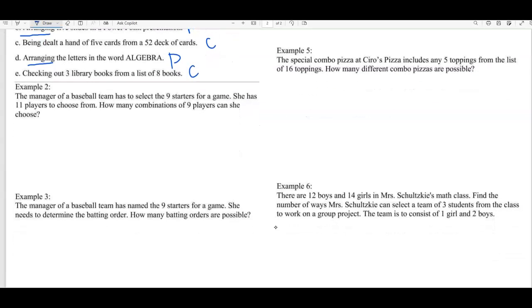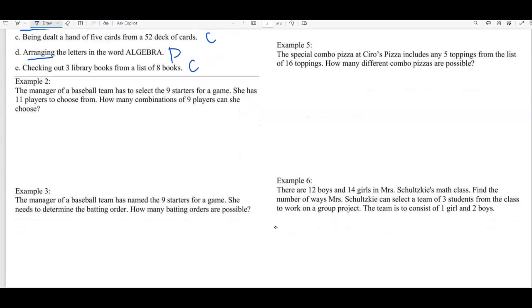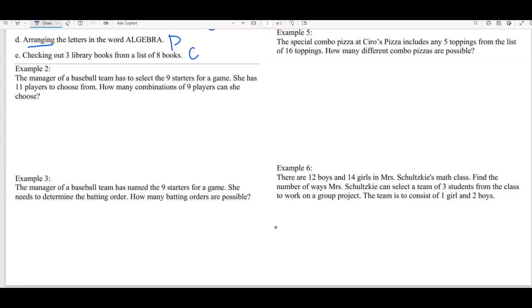All right, here's example number 2. The manager of a baseball team has to select 9 starters for a game. She has 11 players to choose from. How many combinations of 9 players can she choose? Keyword combinations, so they already told us it's a combination. N is the total. How many are there to choose from? 11. R is the number that I want. I want 9 starters, so r is 9.